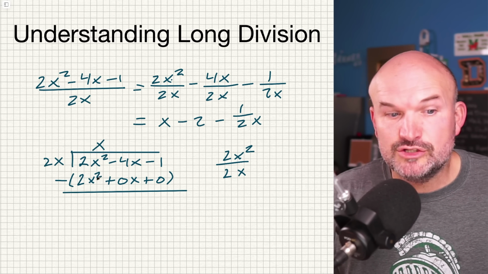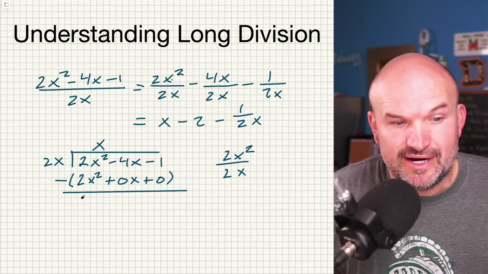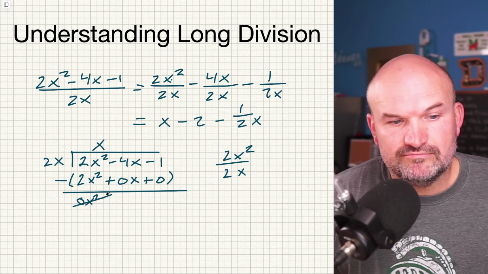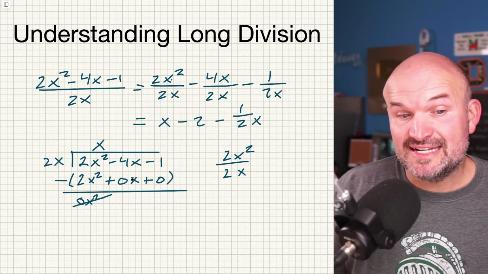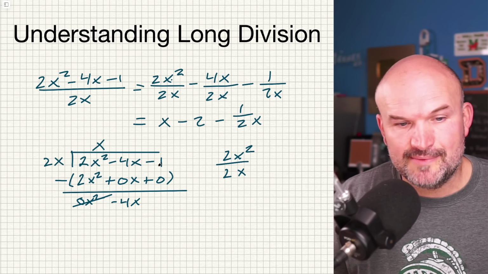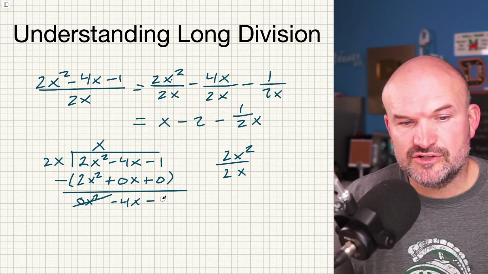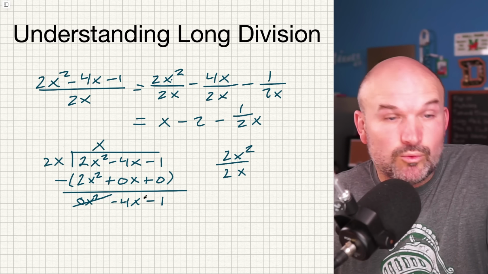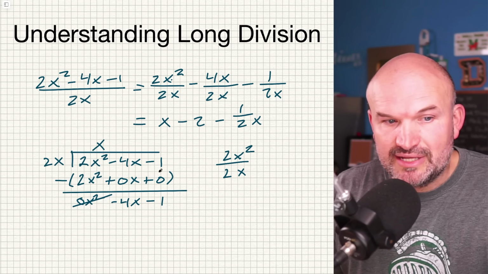So 2x squared minus 2x squared is obviously a 0x squared, right? It basically just goes to 0. Negative 4x minus 0x is just a negative 4x. So you can see how these are really just being the exact same. Negative 1 minus 0 is just going to be a negative 1. Now that's round 1 of our long division. Now we got to do it again.